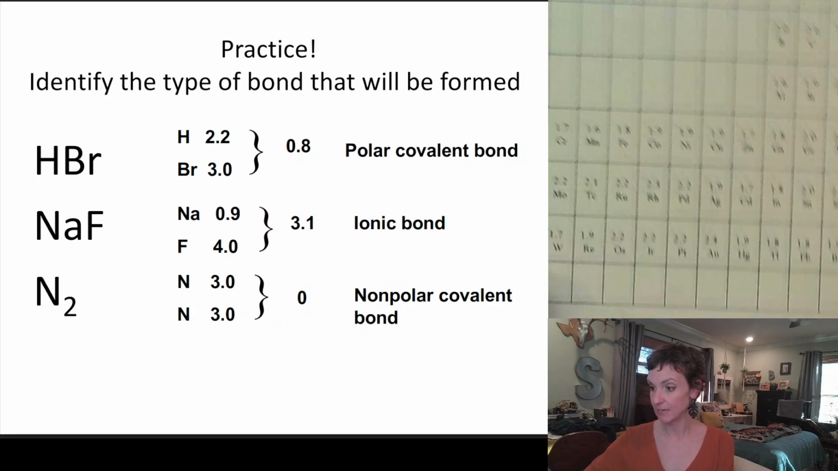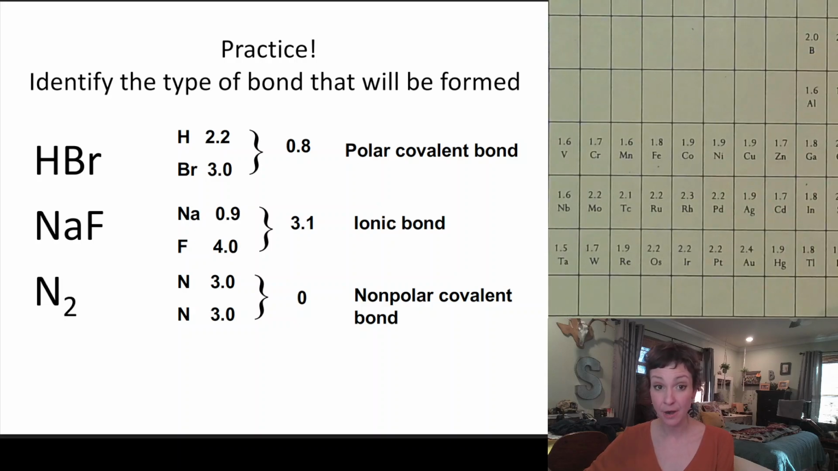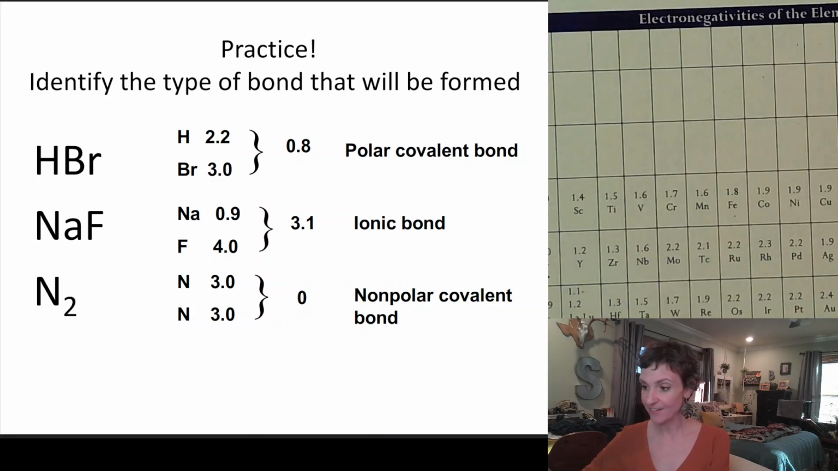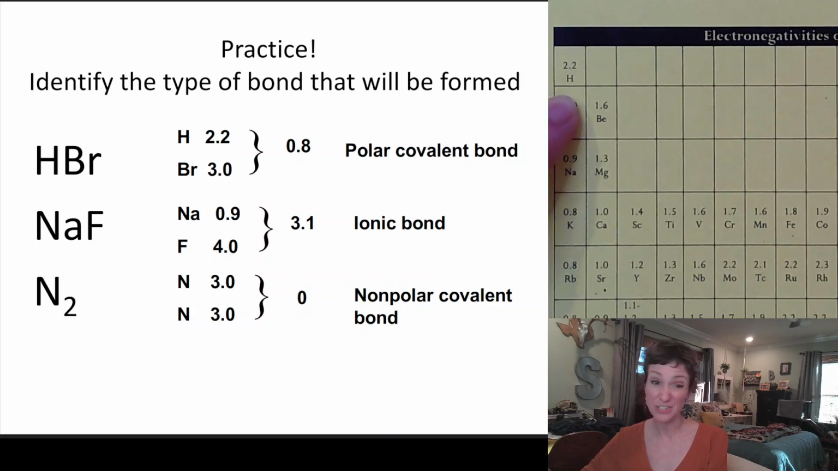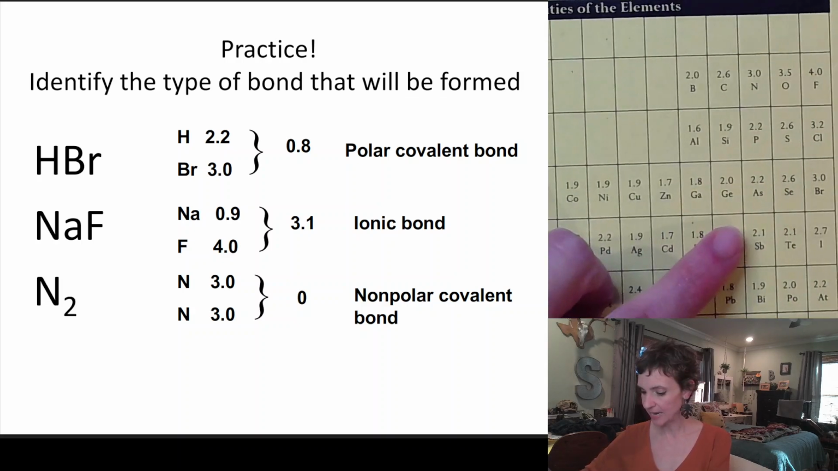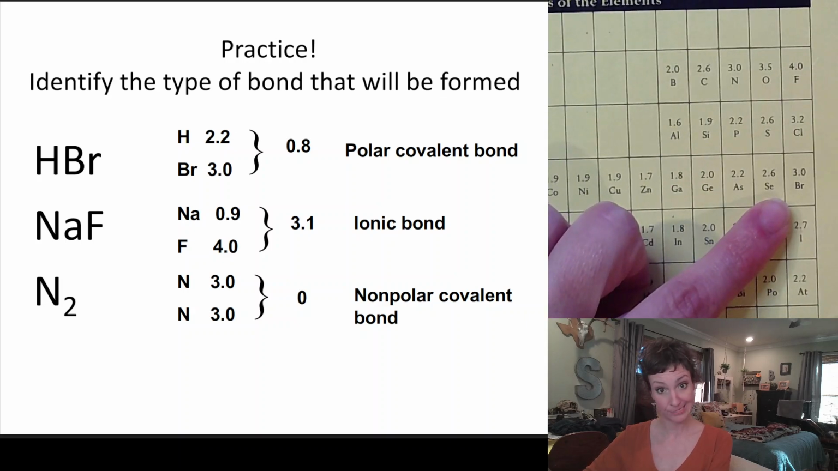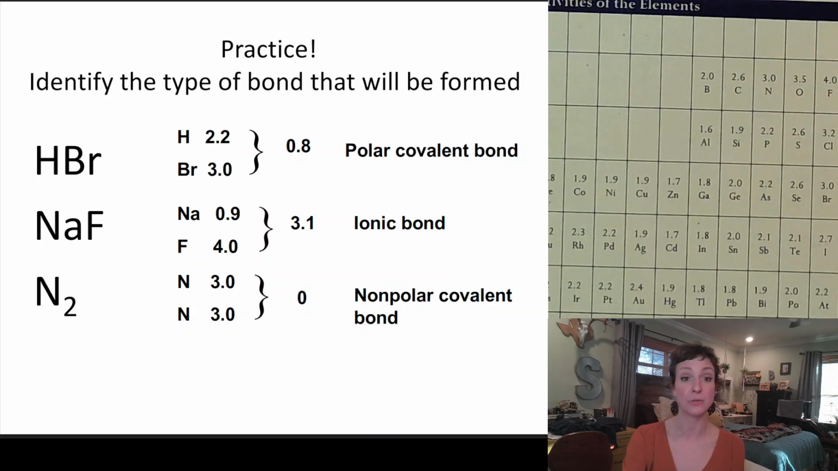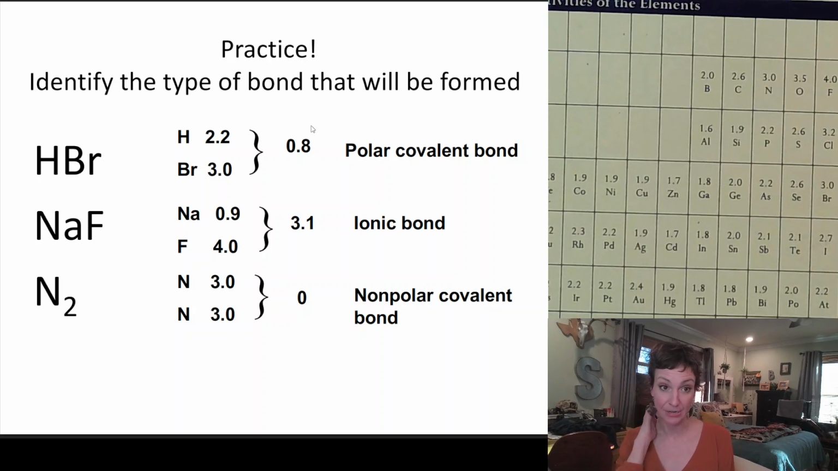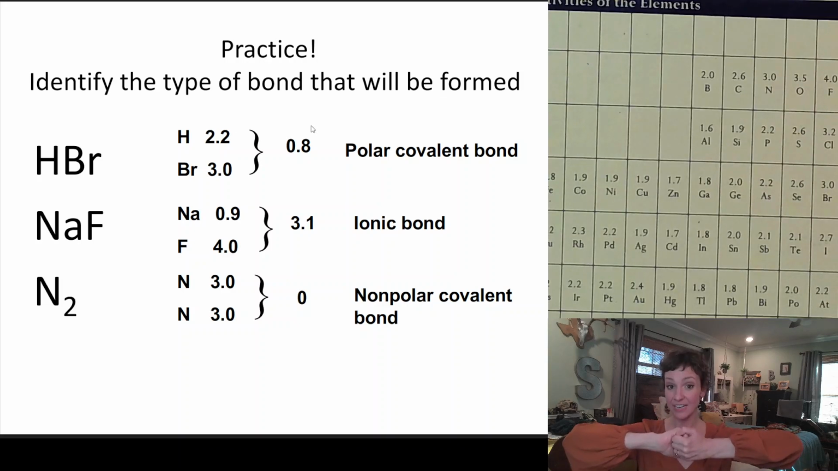Whoops, I zoomed out. I needed to zoom in. Okay, so I've got HBr, or hydrobromic acid. If I find hydrogen, it has an electronegativity of 2.2. And then I've got bromine, with an electronegativity of 3.0. So the difference in electronegativity between the 2 atoms in HBr is going to be 0.8. That would put us into the polar covalent bond territory, where yes, they are sharing their electrons, but bromine, being more electronegative, is sharing it a little bit more unequally, and so those electrons will be pulled more closely to the bromine side.